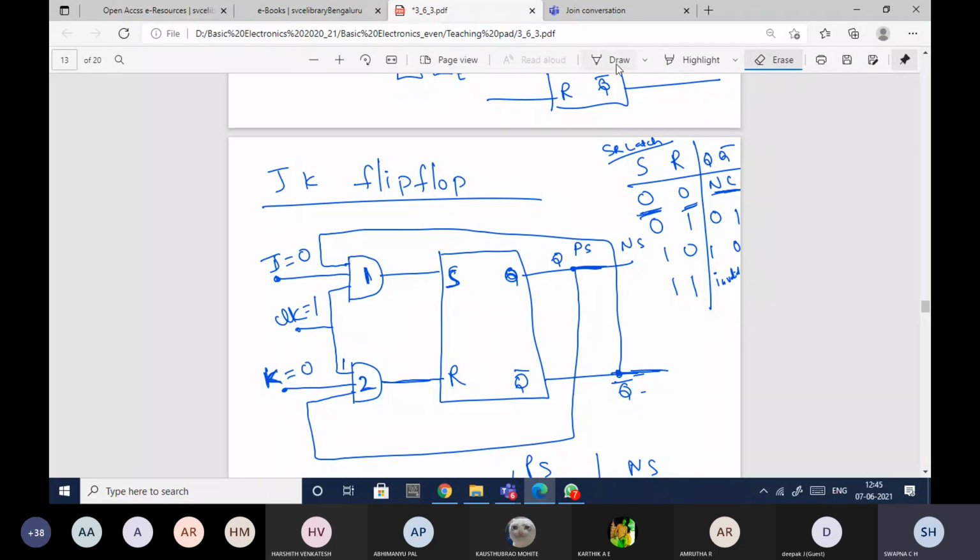The next case is when clock is equal to 1, J is equal to 0, K is equal to 0, and the present state is 1. Here, if you observe, it is depending on the input from Q bar. If the present state is 1, the Q value is 1, so the Q bar value will be 0. This 1 is fed to the second AND gate, and this 0 is fed to the first AND gate. So 0, 0, 0, 1. What is the output? 0.